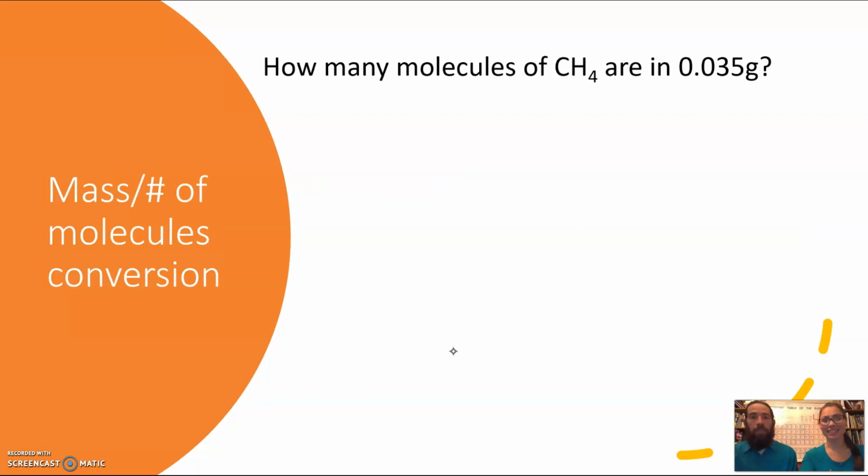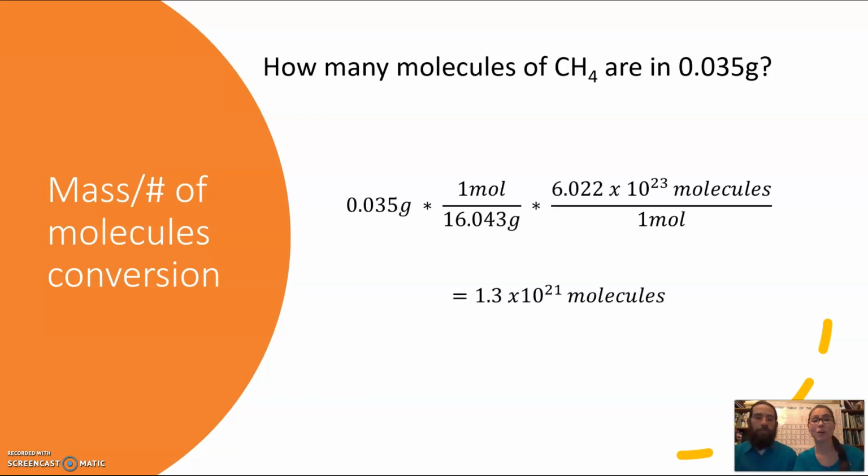All right, so this is an example. This is a two-stepper. We want to know how many molecules. That tells me I'm going to probably have to use Avogadro's number. Anytime you need to calculate the number of atoms or number of molecules, there's a little pro tip there. But we're starting with grams, and I can't go directly from grams to molecules, but I can go from grams to moles, and then from moles to molecules. So that's what we're going to do.